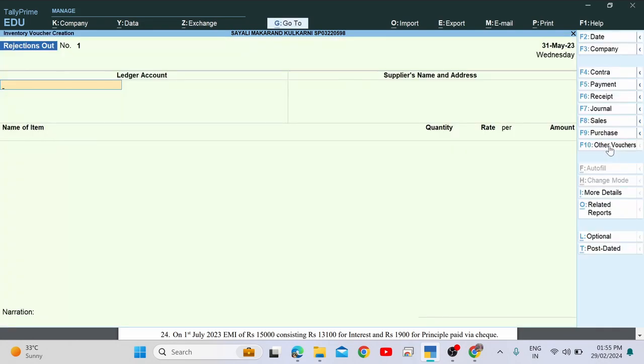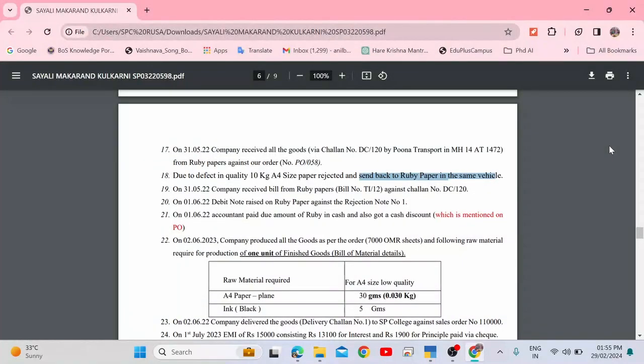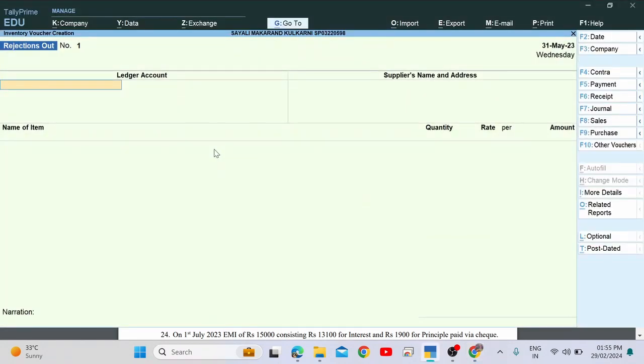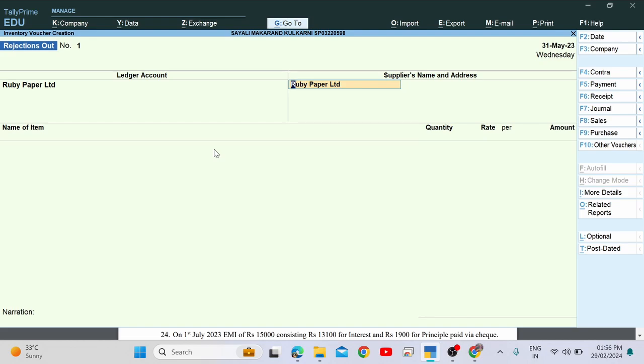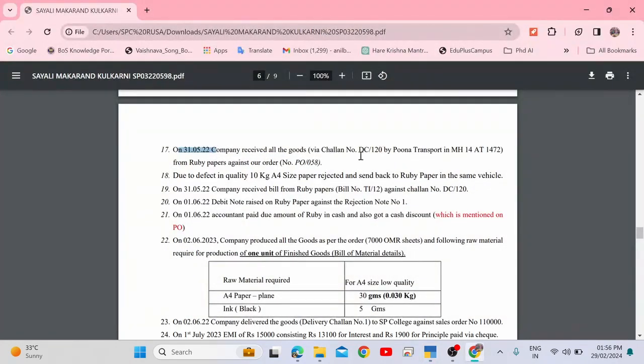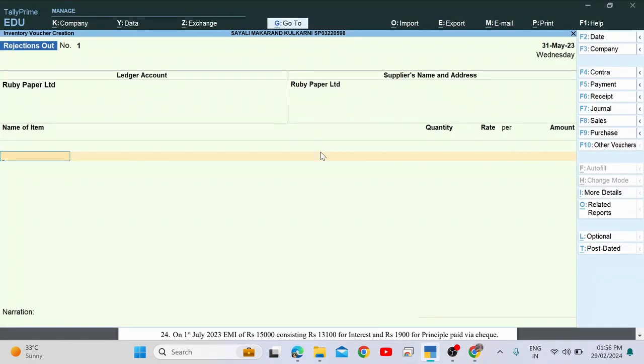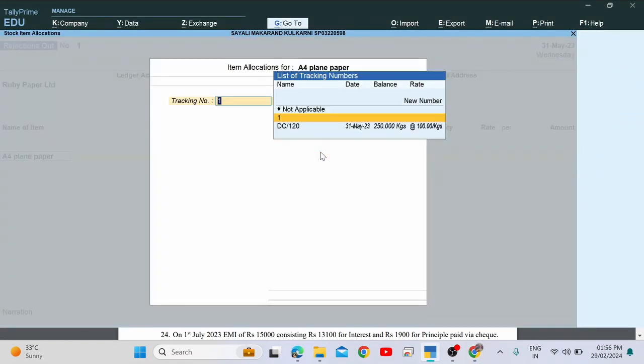Now this is rejection out, and then check the date as well. Defect in the same vehicle, that means it must have been sent back on the same date, 31st May. 31st May is there, to the same party, Ruby Paper. And then the name of the item you are sending back: A4 size plain paper.